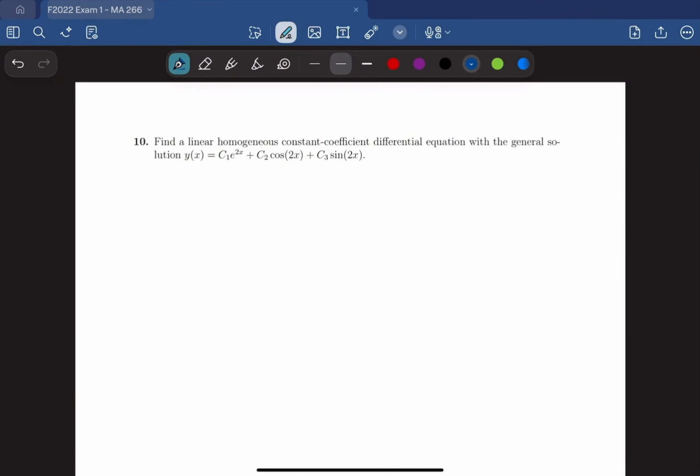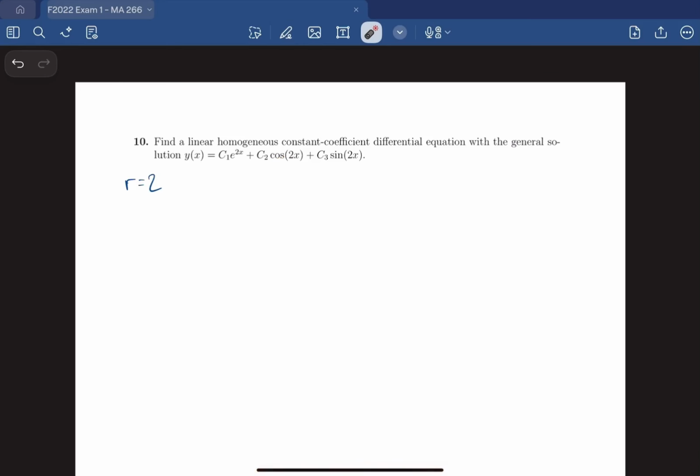So number 10, it says, find a linear homogeneous constant coefficient differential equation with a general solution, and it gives us a general solution. This one's not too bad if you know what to look for. So first off, what we're going to do is find our roots. And it's kind of hinted at in the equation itself. So when you see c1 e to the 2x, you know that one of your roots is just going to be 2. So we know that r equals 2. That's one of our roots.